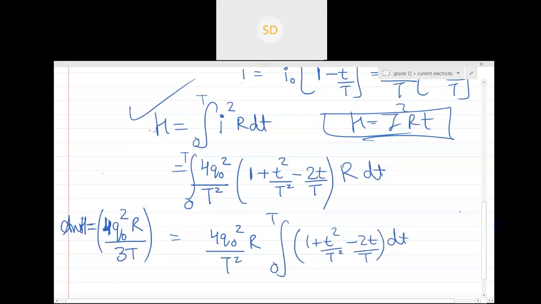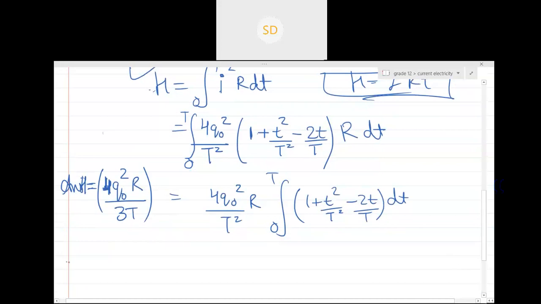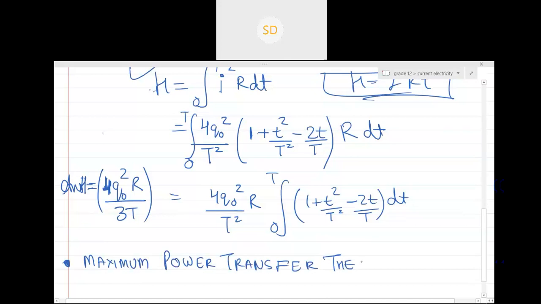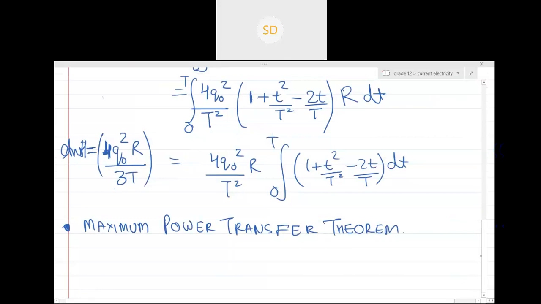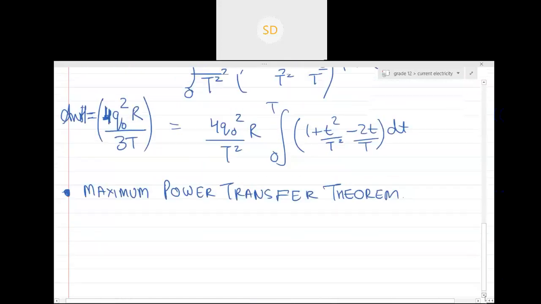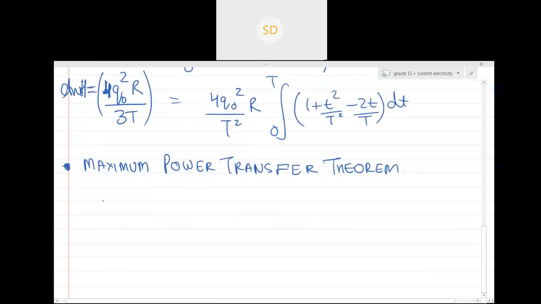Anyways, now let's come to something called maximum power transfer theorem, and the other applications will be there. So guys, suppose, what is basically the maximum power transfer theorem? Suppose I have a resistor whose value I can vary. Its value can be changed.